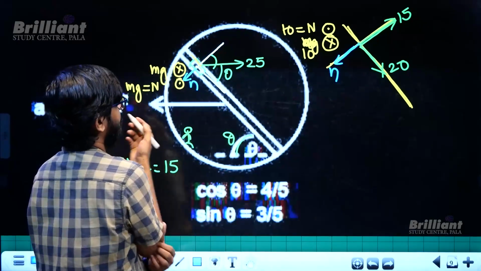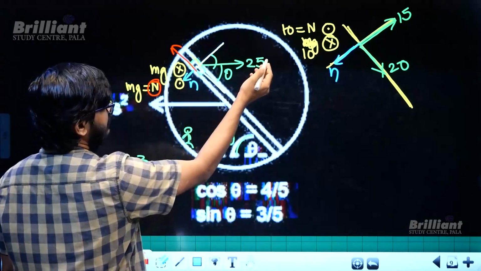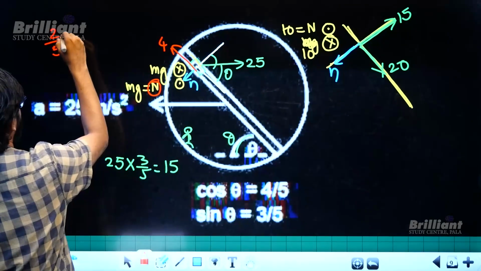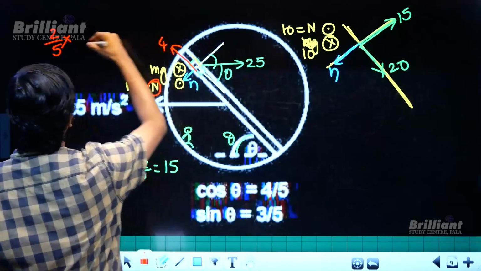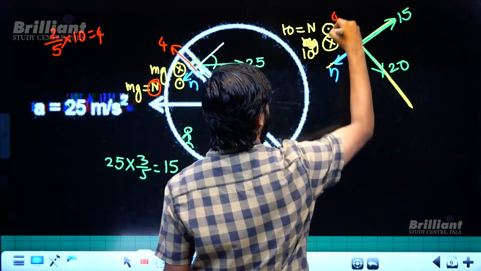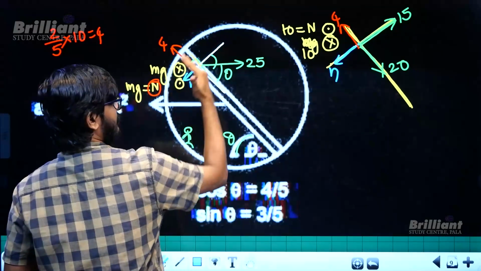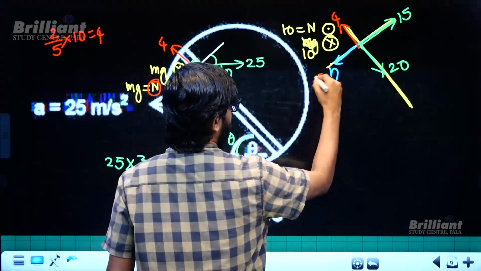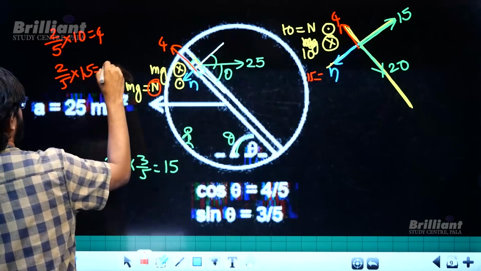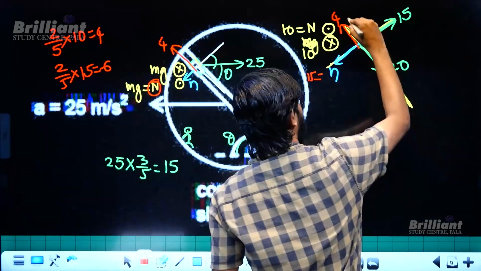So how much will be the friction? Friction because of this normal will be mu into N, which is 2 by 5 into 10, which is 4. Mu is 2 by 5 given, and that capital N is 10, so this is 4. Now there is this normal, right? How much is that normal? This normal is 15. So how much will be the friction there? 2 by 5 into 15, which is 6. So friction along this surface is going to be 6.